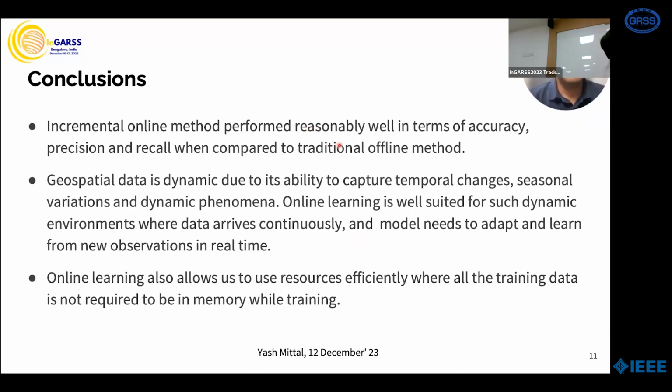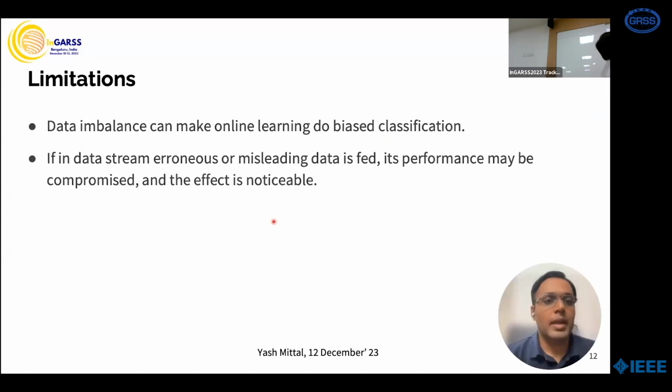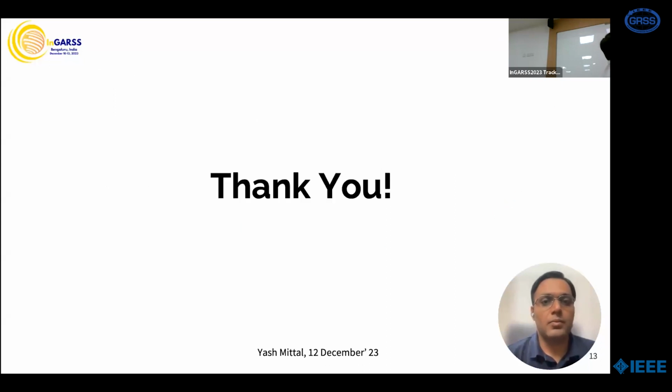The incremental online method performs reasonably well in terms of accuracy, precision, and recall when compared to the traditional offline method. Geospatial data is dynamic due to its ability to capture temporal changes, seasonal variations, and dynamic phenomena, and therefore is suitable for online learning. Online learning also allows us to use resources efficiently, where all the training data is not required to be in memory while training. Also, we have two limitations. Data imbalance causes problems, and if erroneous or misleading data is fed, the performance will degrade.